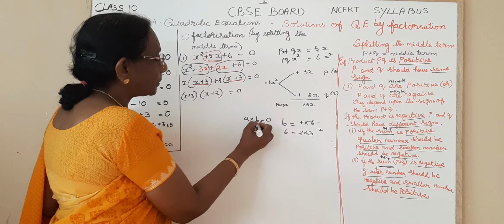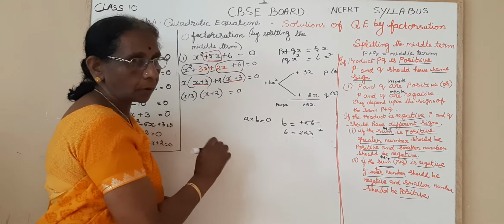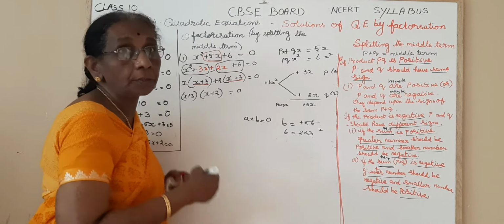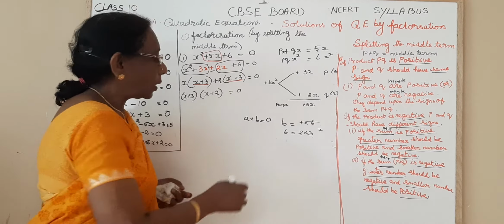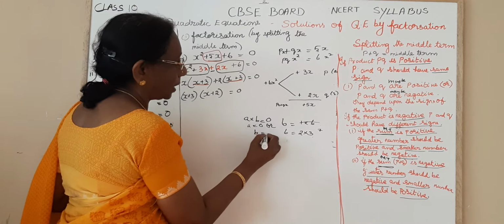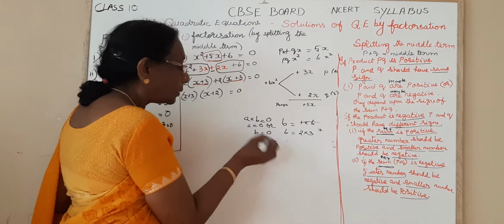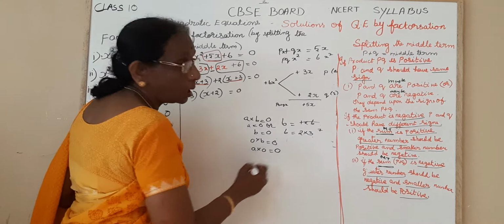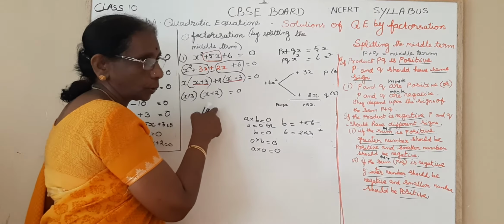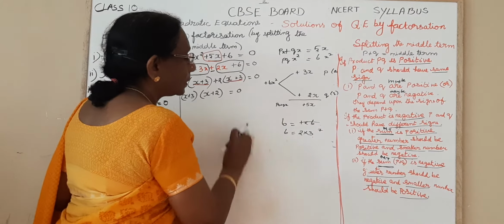So if you are multiplying A and B to get 0, what's the condition? Any one number should be 0. Either A should be 0 or B should be 0. Then only the product will be 0. 0 into anything is 0. When A is 0, 0 into B is also 0. When B is 0, A into 0 is also 0. So instead of A and B, we have x plus 3 into x plus 2. Among the two, any one should be 0. Then only the product will be 0.